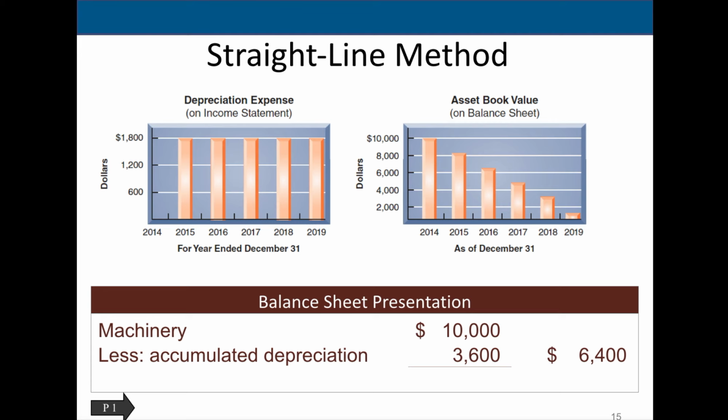Okay, so if I went off and sold this machinery for $6,500 tomorrow, that would mean I had a $100 gain on the sale of that machinery. Because my book value is $6,400, and then anything above or below that would result in a gain or a loss.